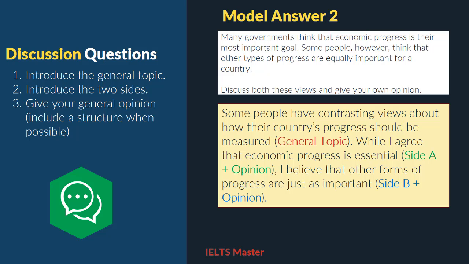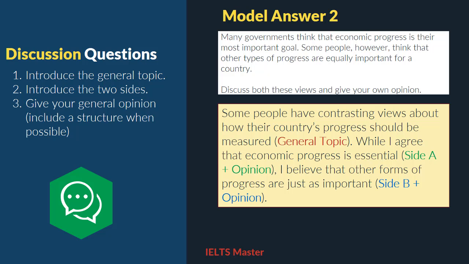This structure is very, very similar to the last structure. In the first sentence, I explain that people have different views about the topic, the general topics. In this case, it's country's progress. And then in the second sentence, I say, while some people believe this, I believe this, or while I believe this, other people believe that. In this case, I agree with both sides, but I say, while I agree that economic progress is essential, this is side A, and also a little bit of my opinion, I believe that other forms of progress are just as important. This is side B, but also my opinion.